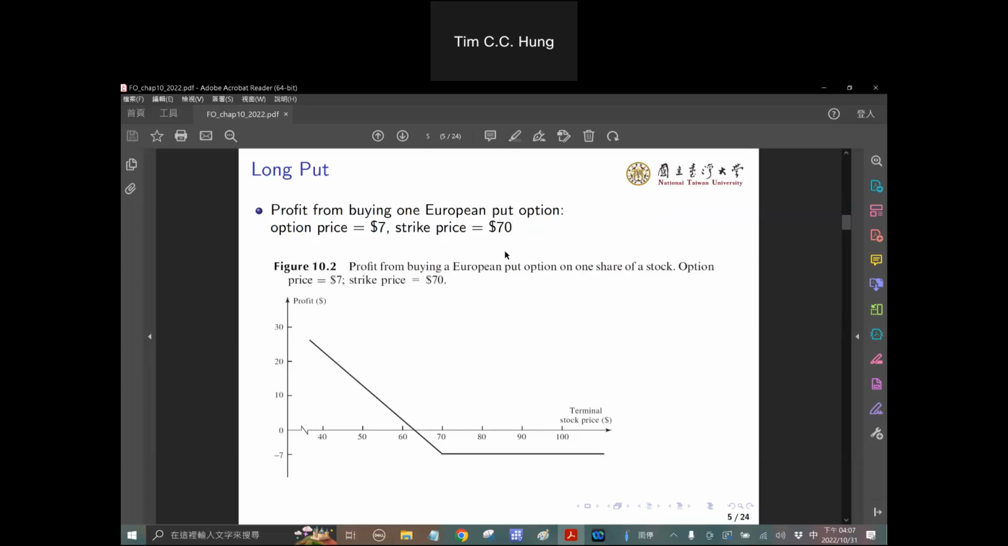Why was that the case? Because this kind of right must come with some price. The put option has a price, and in this example, it is said that the put option has a price of $7.